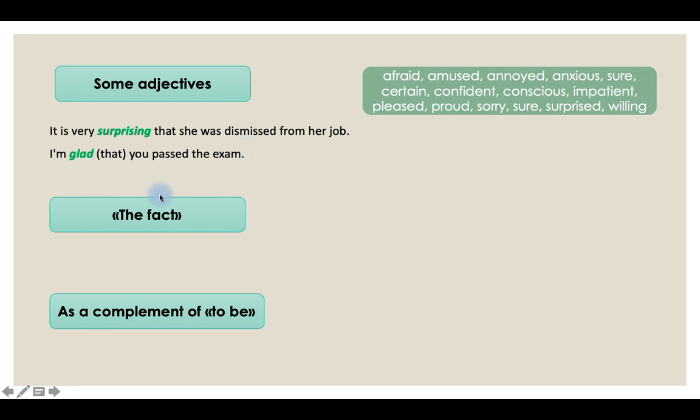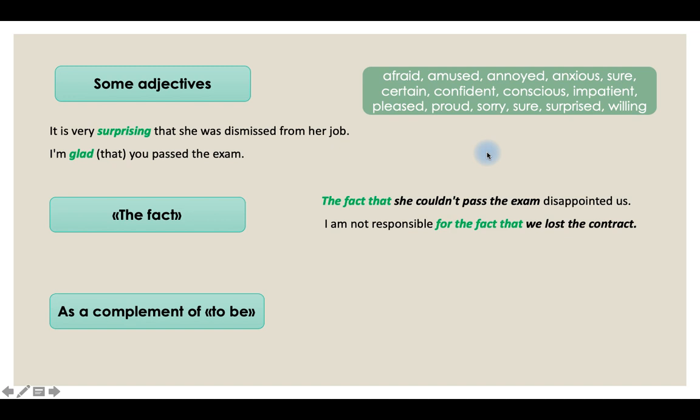Right? The fact. We can use noun clauses with this word. The fact that. Yeah. The fact that she couldn't pass the exam disappointed us. I'm not responsible for the fact that we lost the contract. Now, it's quite formal, and we usually use this phrase in academic writing. So you can see it very often in official writings, well, in academic writing. The fact that.